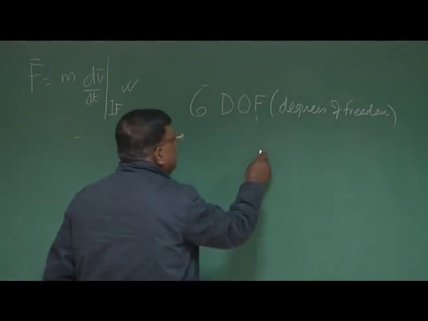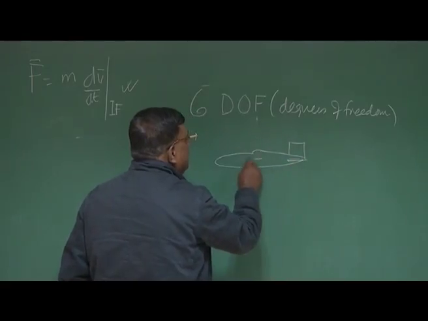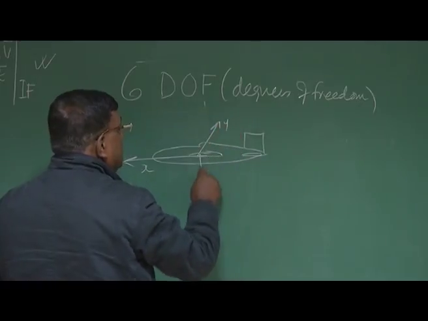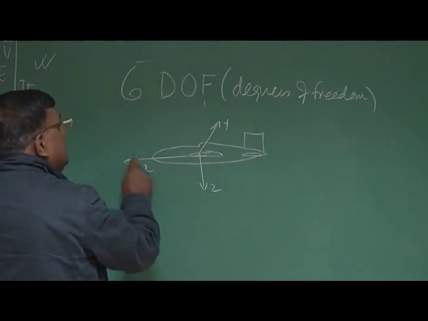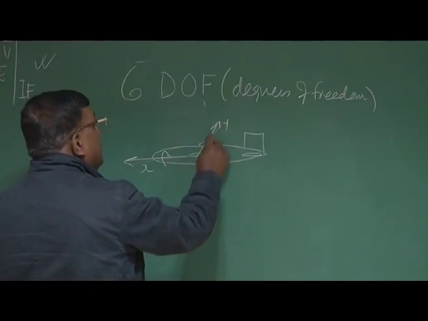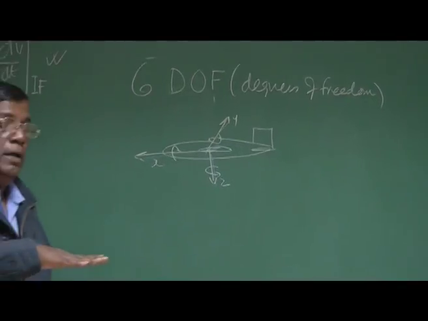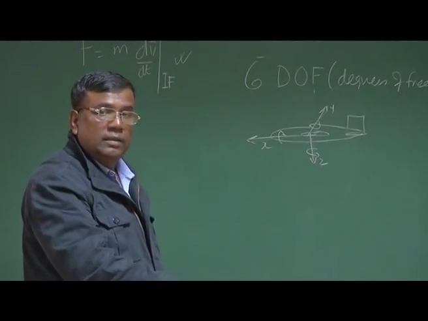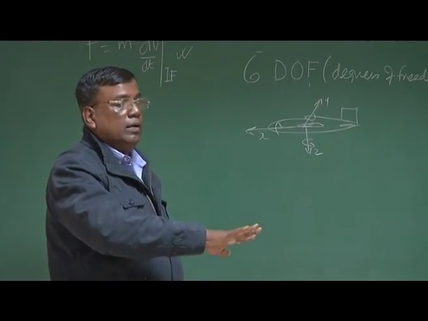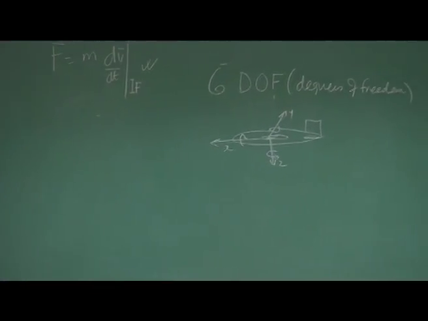Why 6 degrees? You should be very clear about it. This is x, this is y, this is z. So there is one motion along x, along y, along z, and the rotation motion about x, y, and z. So x, y, z, this motion, and one rotation this way, one this, one this. Right. So there are 6 degrees of freedom. So what is the meaning thereby?